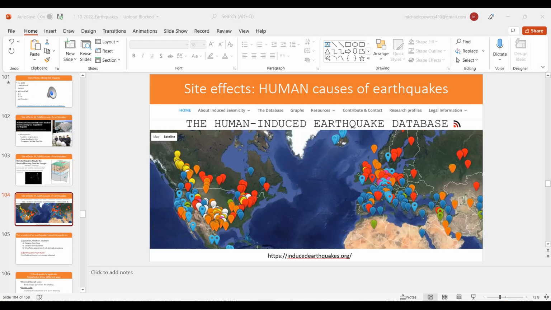So let's try that one. How much more energy was released in Tohoku versus Mineral Virginia? Go ahead and test out that equation and let me know what you get.